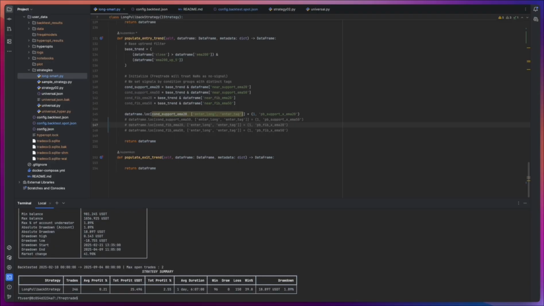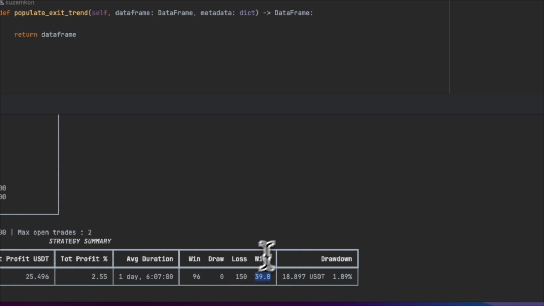Yes, it's better. So EMA 20 performs much better. We now have 2.5% of profit, which is really good. But the winning percent gets better, though it's still not that good.